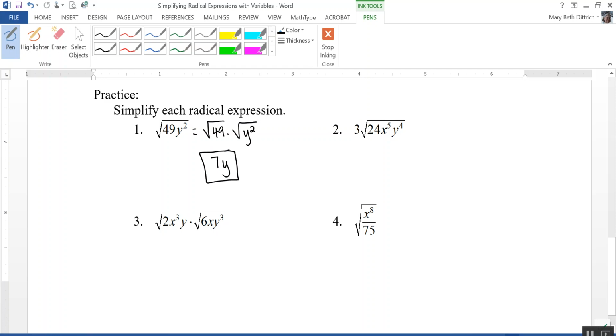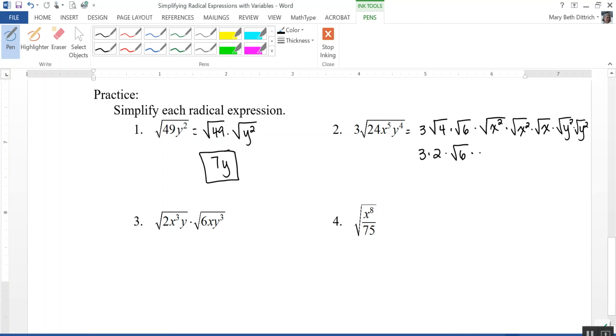Example number 2, 3 times the square root of 24x to the 5th y to the 4th. I'm going to go ahead and rewrite that with perfect square factors. So square root of 24 is the square root of 4 times the square root of 6. X to the 5th is the square root of x squared times the square root of x squared times the square root of x. And y to the 4th is the square root of y squared times the square root of y squared, and that's equal to 3 times 2. 6 is a 2 and a 3. That can't be simplified any further, so I'm going to leave that as a square root of 6.